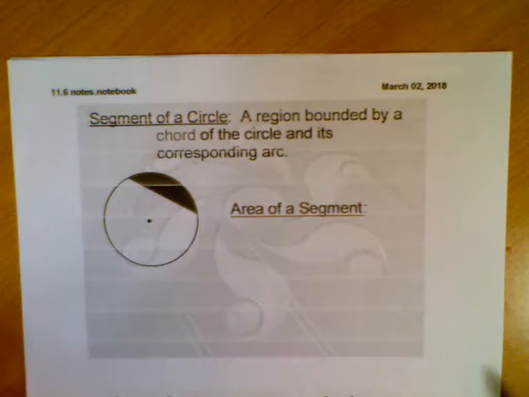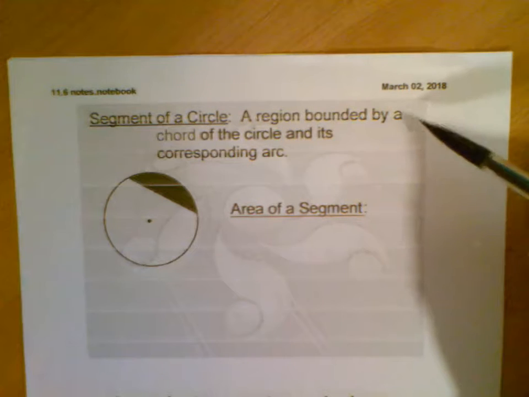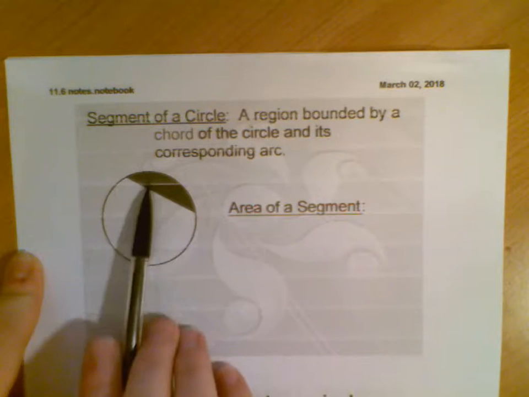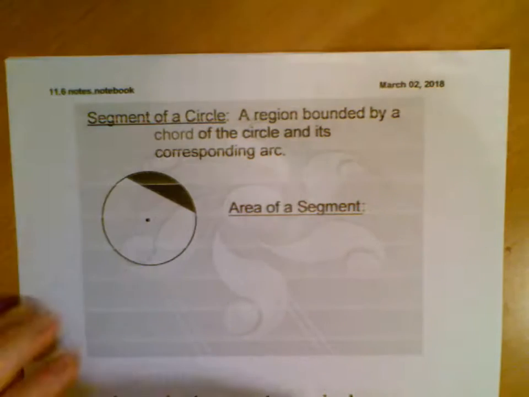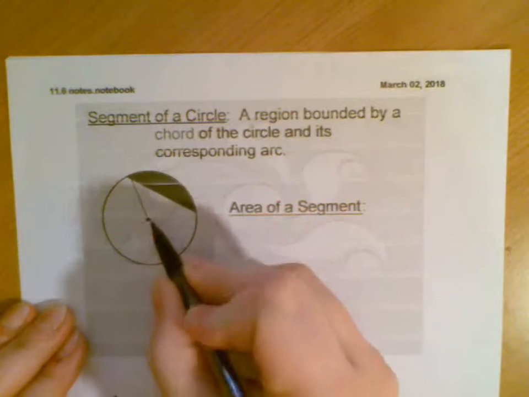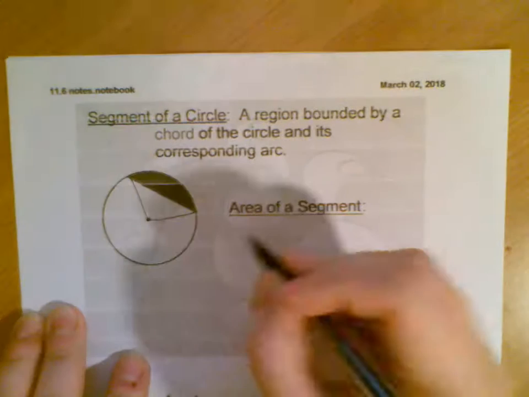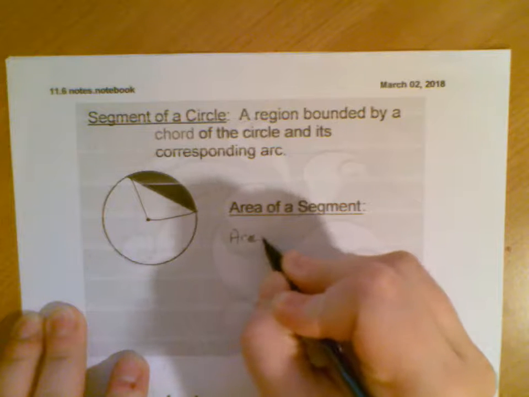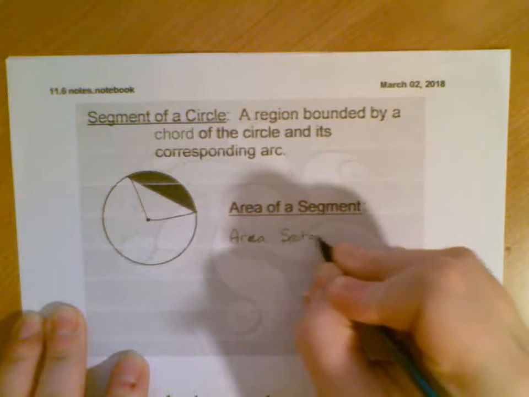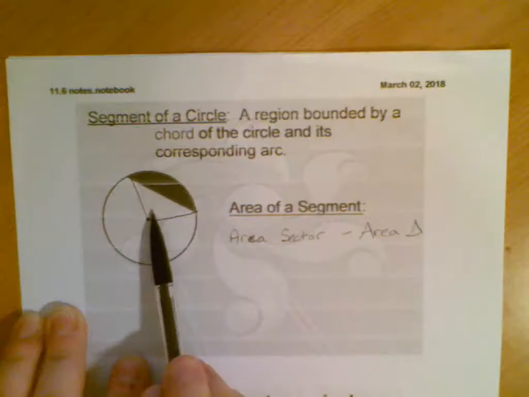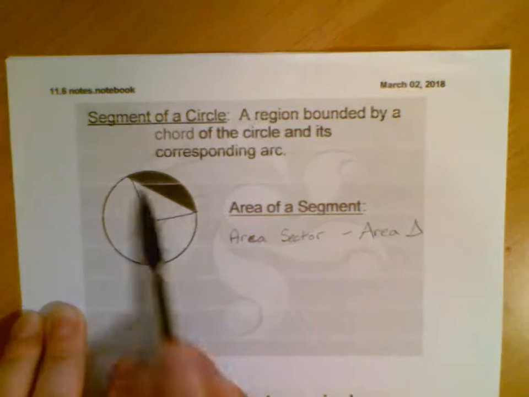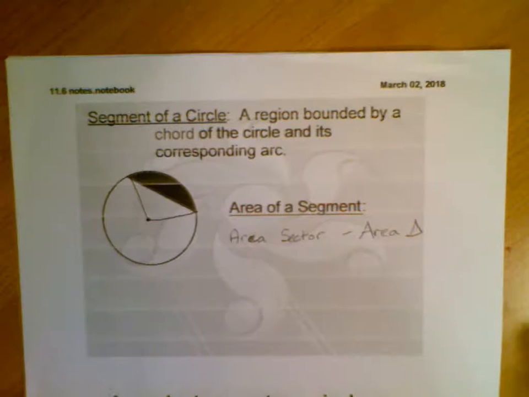A segment of a circle is a region bounded by a chord of a circle and its corresponding arc. So here's our chord, and then here's the arc, and so this would be the shaded region. What I would do to find that shaded region is I would create a triangle using the radii. I would find the area of the sector, and then subtract out the area of the triangle that goes along with it. So find the area of this whole sector and then subtract out the area of this triangle is how I would go about finding it.